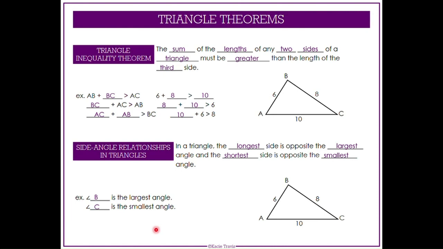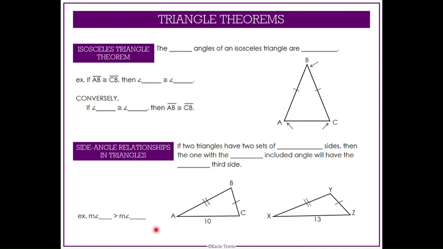If all three of your sides are equal, then that means that all three of your angles will also be equal. Okay? Let's take a look at our next one, folks. We've got the isosceles triangle theorem, and then we're going to look at this last one here. The isosceles triangle theorem says the base angles of an isosceles triangle are congruent. So this is what I was just telling you about a few seconds ago.